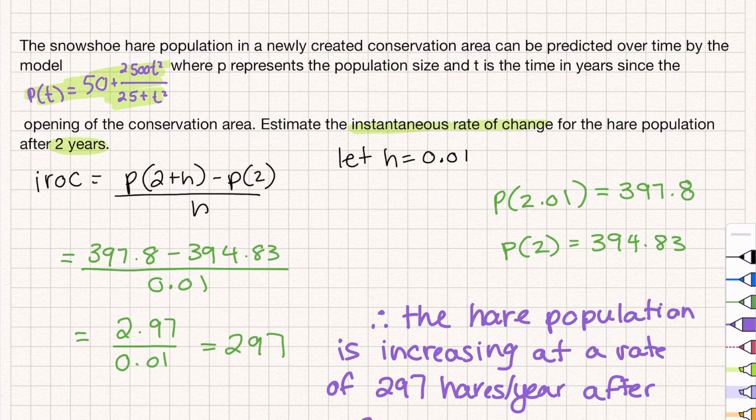Now, we're finding the instantaneous rate of change. So if we're finding at 3 years or at 4 years, the rate is going to be different. But it's saying at exactly 2 years, what is the current rate of either population increase or decrease? In this case, because we have a positive number, it's increasing.